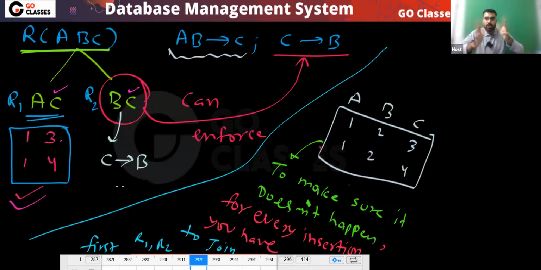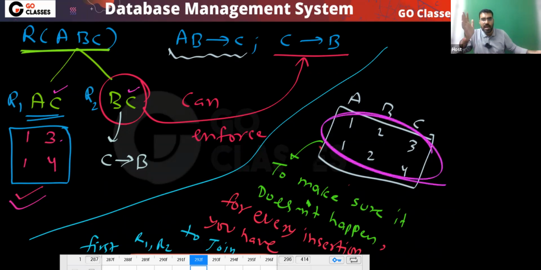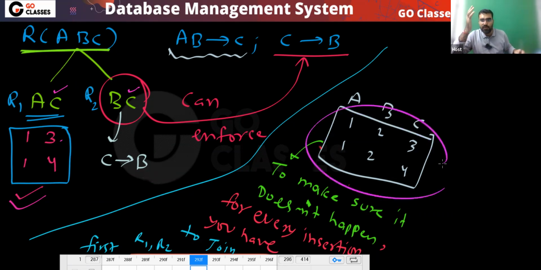Now, in these two tables, can I insert data such that this will eventually happen? This is my question. In these two tables, can I insert data in such a way that eventually this will happen? Did you really get it? Is there any doubt?